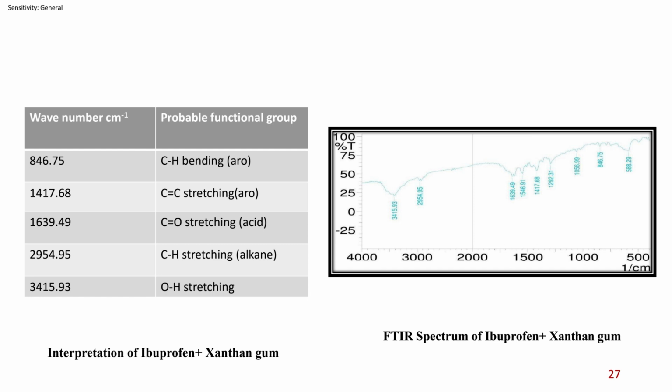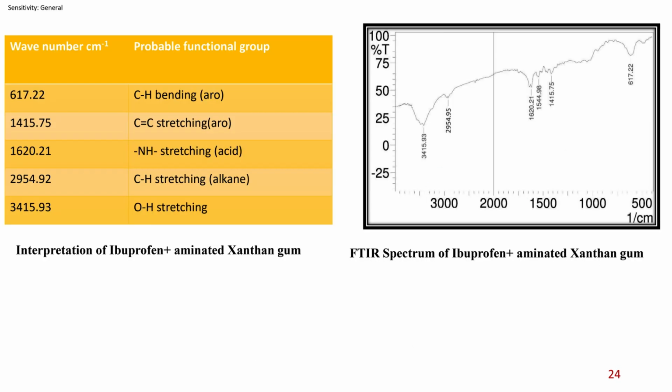This is the interpretation, and this is the FTIR spectrum graph of ibuprofen plus xanthan gum. These are its probable functional groups. Here is again the interpretation of ibuprofen plus aminated xanthan gum, and this is the graph of the FTIR spectrum of ibuprofen plus aminated xanthan gum.